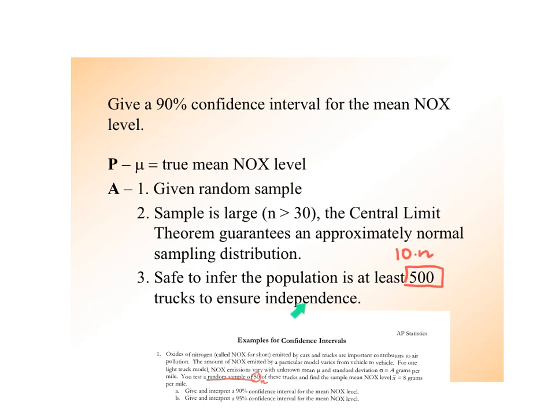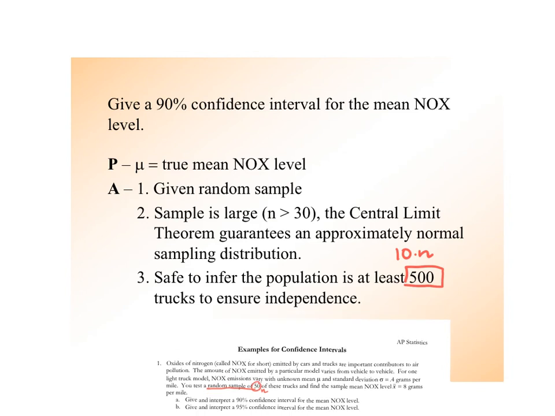And so we want to make sure that our sample was independent. How do we do this? We want to make sure that the sample size that we took, the 50, is no more than 10% of all trucks on the road. Now again, I provided you guys a video on the 10% condition on Khan Academy, and I also recommend that you watch that one.